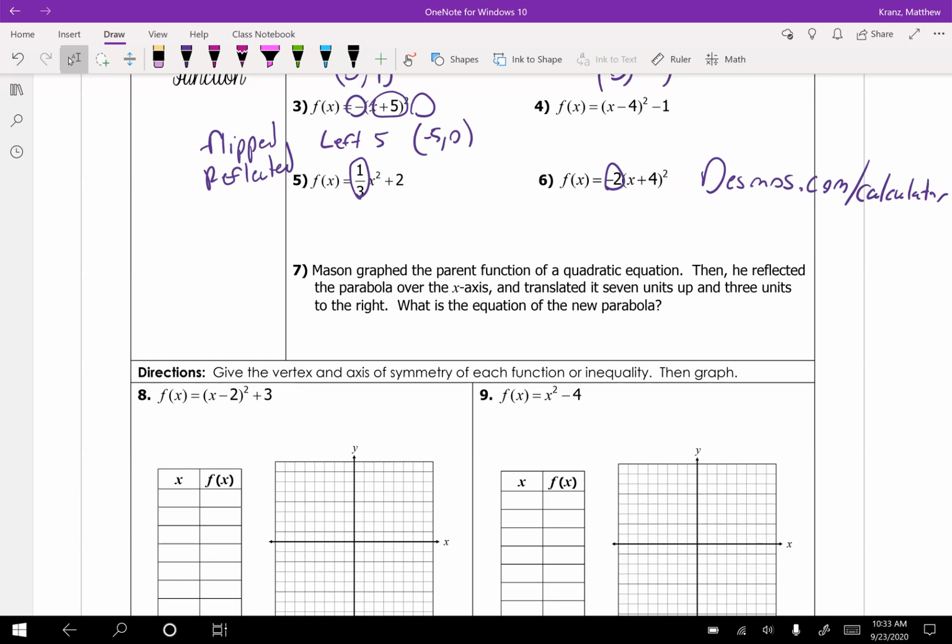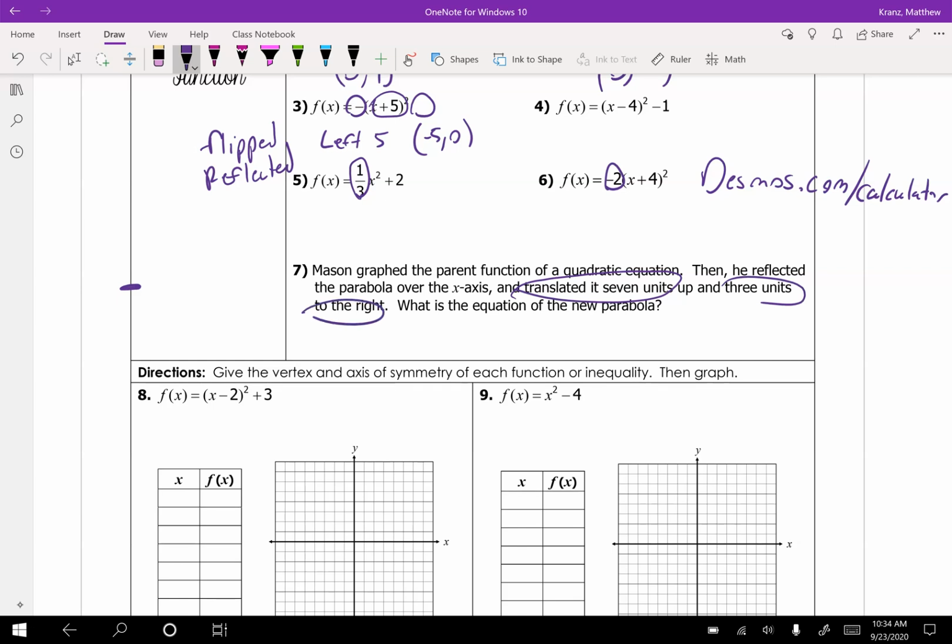Right, so number 7 says Mason graphed the parent function of a quadratic equation. Then he reflected the parabola over the x-axis and translated it, which means slide, 7 units up and 3 units to the right. What is the equation of the new parabola? Well, when he reflects it, that means we're going to have a negative sign in front. And when it says that he translated it up 7 units and 3 units to the right.